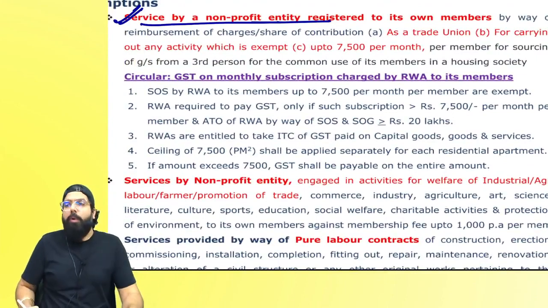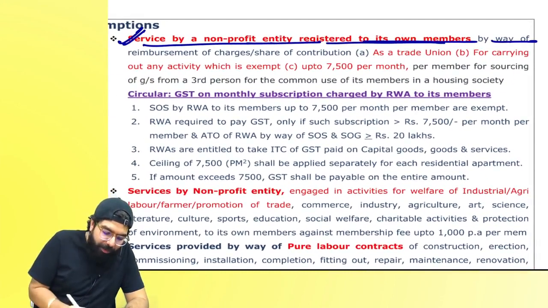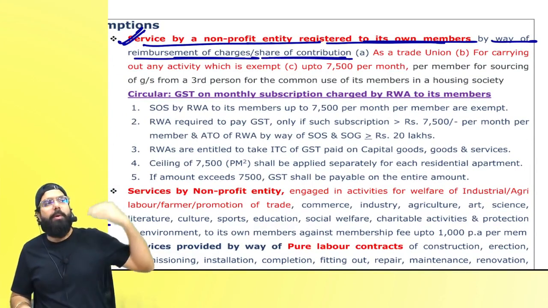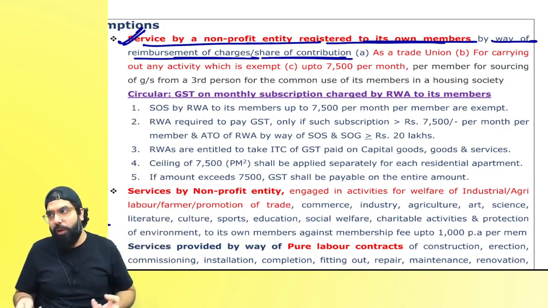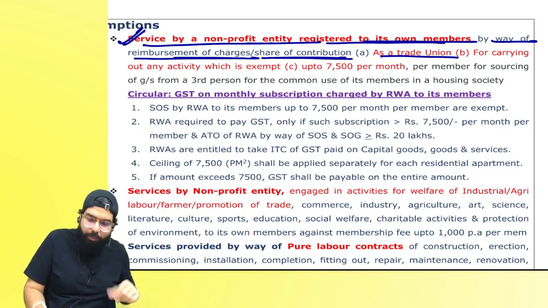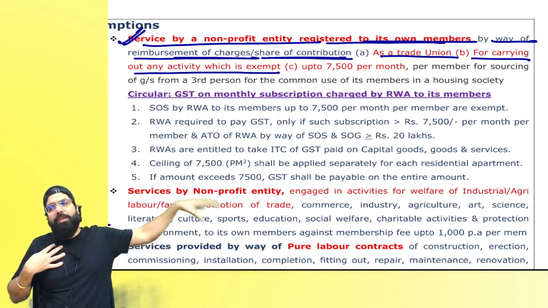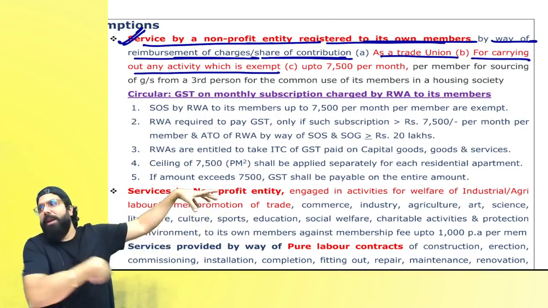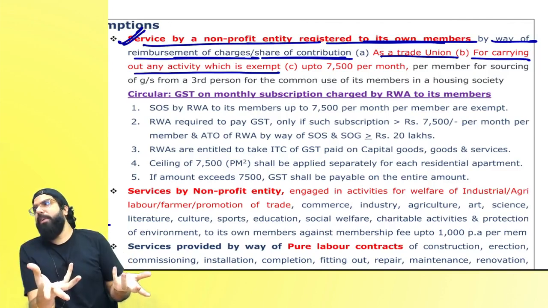Now, they are telling that if there is a service provided by a registered non-profit entity to its own members by way of reimbursement of charges or share of contribution, they are providing services to the members and taking some share of contribution. If you are a trade union, then there will be no GST on the share of contribution for carrying out an activity which is exempt. We are doing activities which are exempted and we are taking some money from our members, so because your service is exempt, whatever share of contribution you take from the member will also be exempted.